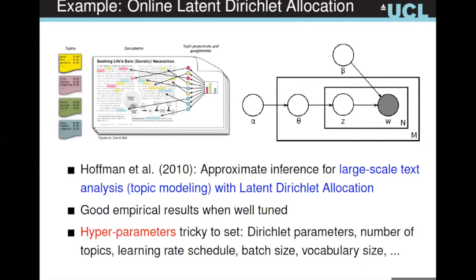But if we set them well, then we can get really good empirical results on topic modeling with latent Dirichlet allocation. But again, the hyperparameters in here, or the meta parameters, are very difficult to set. So it would be great to have a mechanism that allows us to automate setting these hyperparameters.